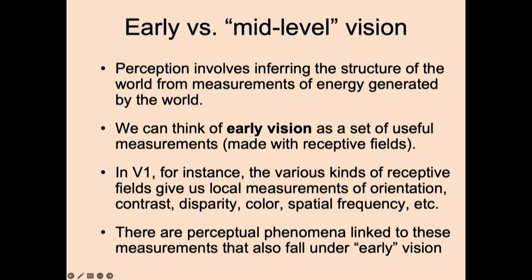Now, there are also perceptual phenomena that are linked to these measurements that also fall under what's called early vision. And those tend to be phenomena that people classically think are explained by those measurements. So, for instance, we talked about these adaptation effects, like the tilt aftereffect, or spatial frequency adaptation and the effect on the contrast sensitivity function. So there are perceptual phenomena that fall under the rubric of early vision. They often are used to make inferences about the mechanisms of early vision.